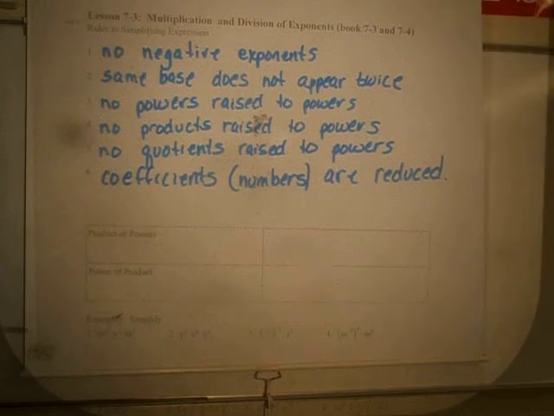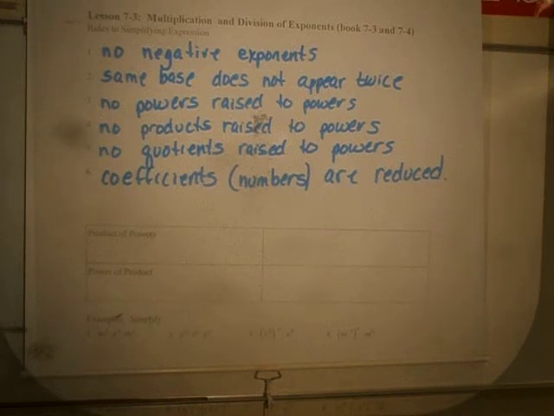Chapter 7, Section 3, Multiplication and Division of Exponents. The rules to simplifying expressions, there are 6 of them. No negative exponents. You cannot have the same base appearing twice. The same base does not appear twice.